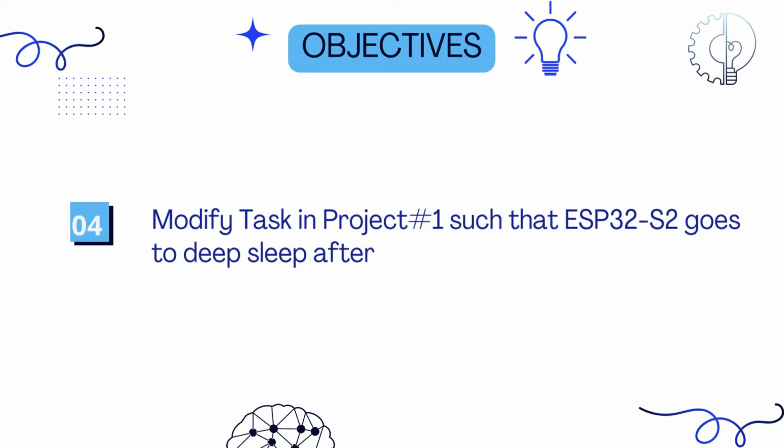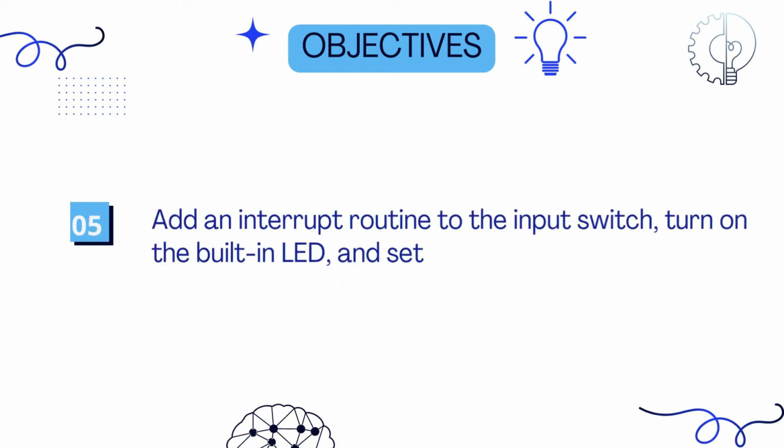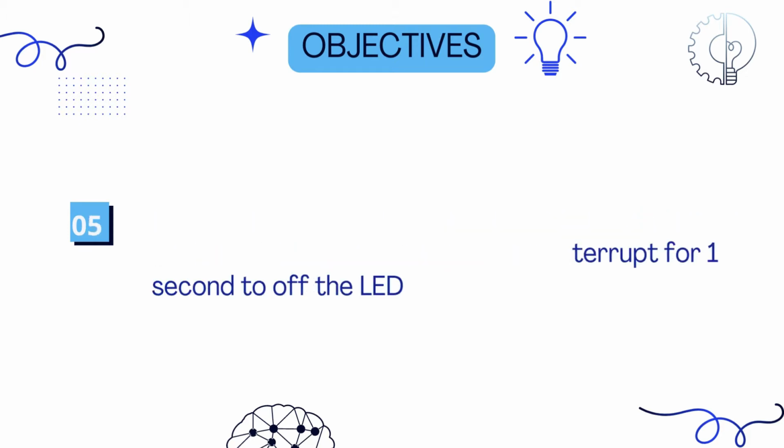Modify the task in Project 1, such that ESP32S2 goes to deep sleep. Add an interrupt routine to the input switch to turn on the built-in LED, and set up a timer interrupt for 1 second to off the LED.